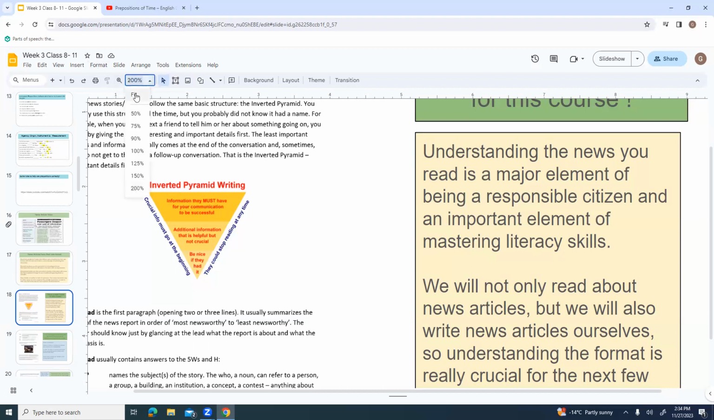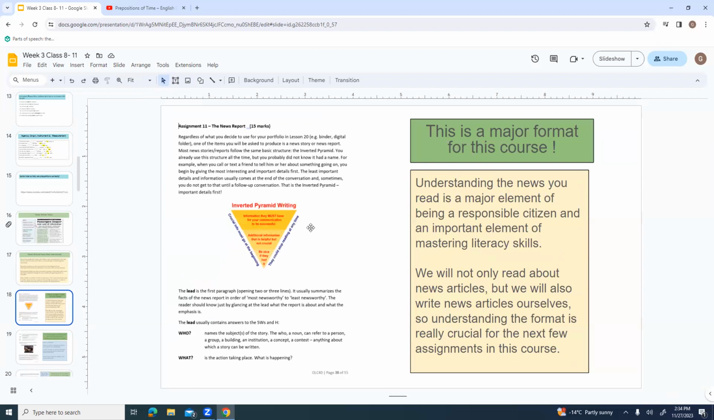Let me go back to 15. There we go. Okay, so this part up here in the dark yellow is called the lead. And the lead is the first paragraph, which is the first opening 1 or 2 sentences. It usually summarizes the facts of the news report in order of most newsworthy to least newsworthy. And the reader should know just by glancing at that lead what the report is about and what the emphasis is.